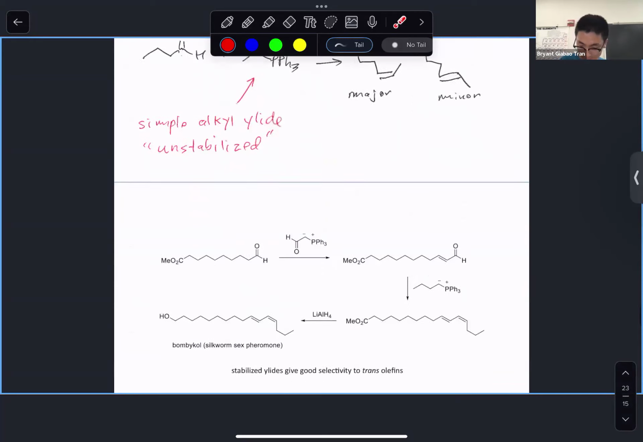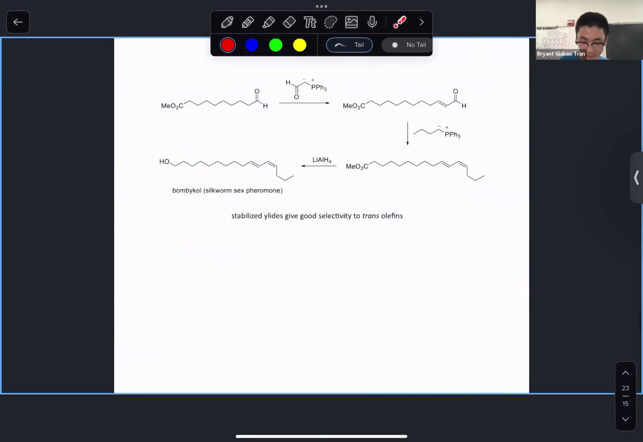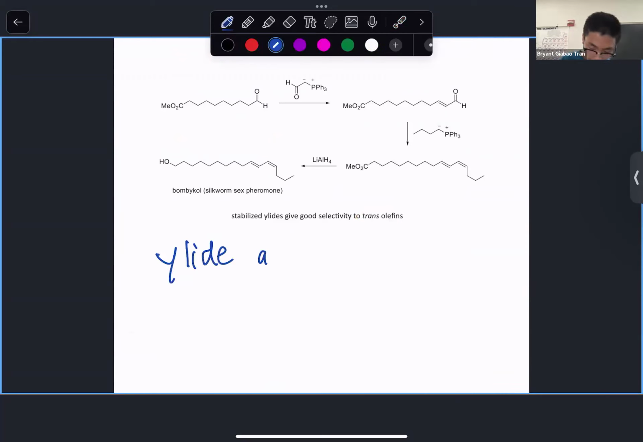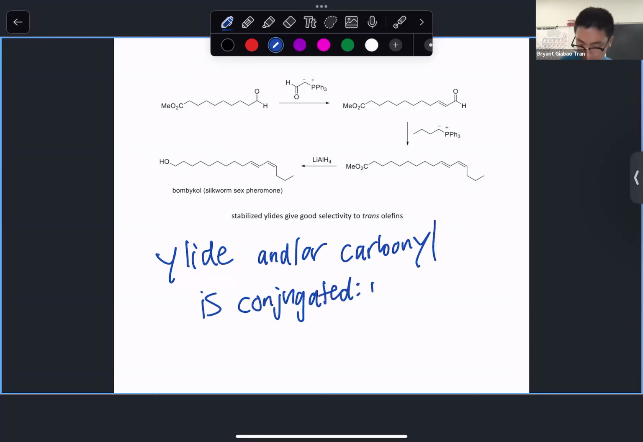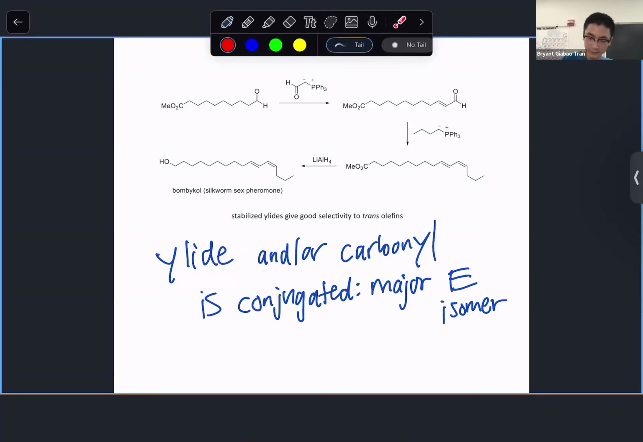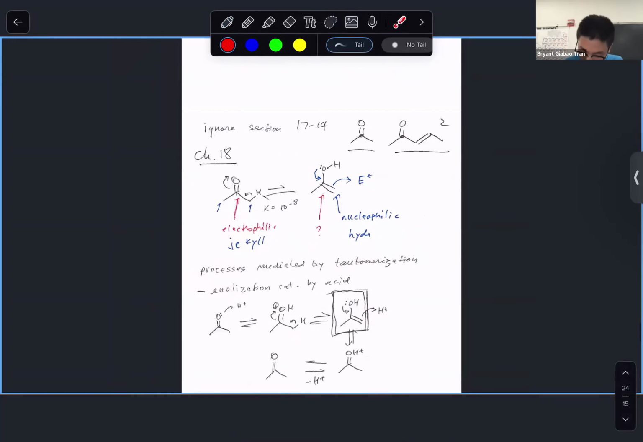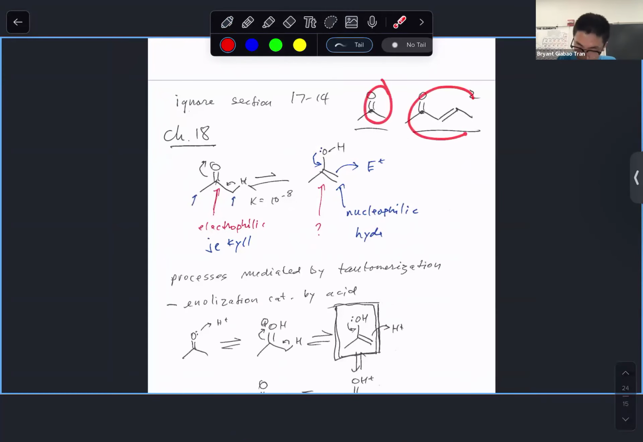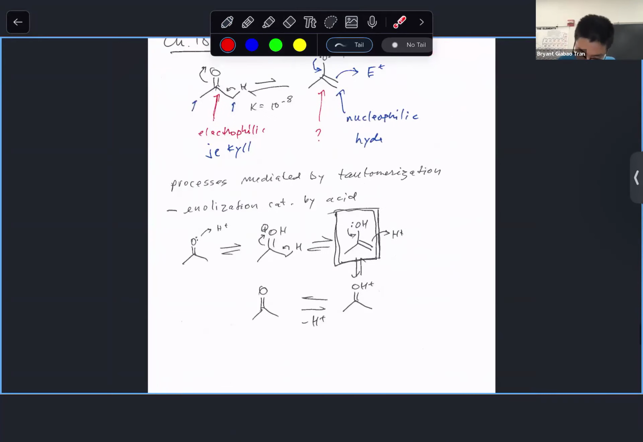Yeah, we went over the trans version as well. If the ylide and/or carbonyl is conjugated, then your major product is the E isomer. Right? If it's not conjugated, then your major product is the Z isomer. Yeah. Okay, now, oh yeah, carbonyl, enone, electrophilic, enolization.